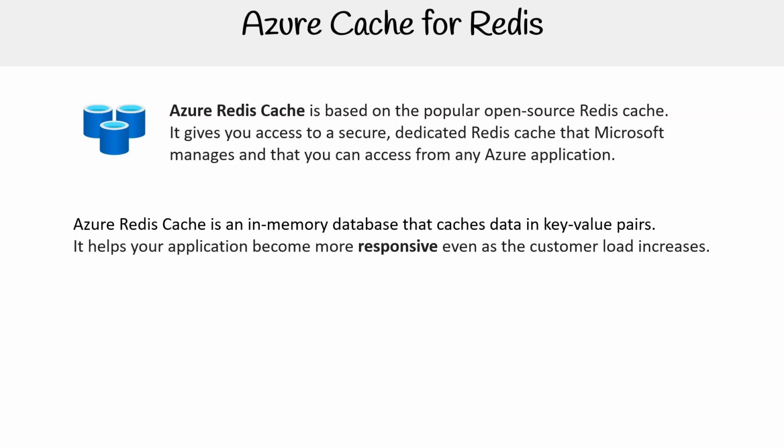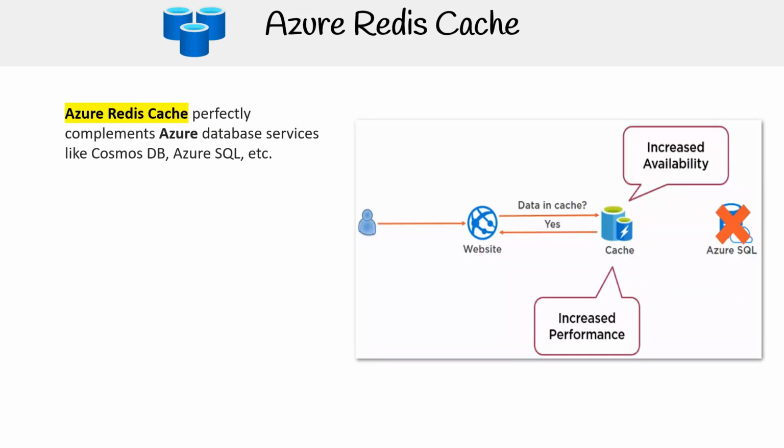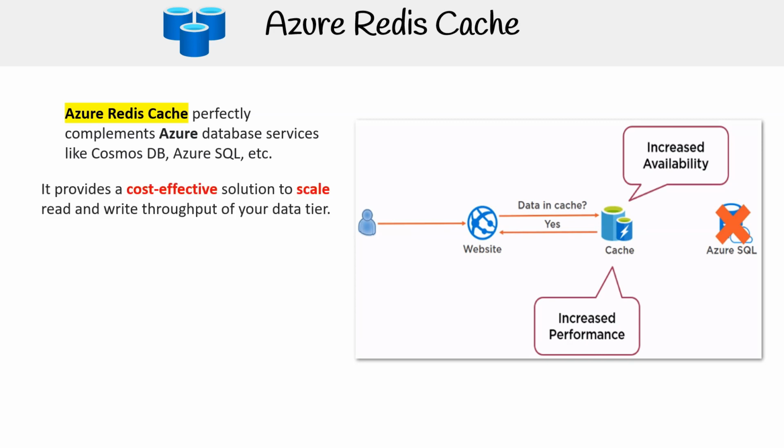It helps your application become more responsive even as the customer load increases. It takes advantage of the Redis engine's low latency, high throughput capabilities. This distributed cache layer allows your data tier to scale independently, allowing for more efficient use of your application layer's compute resources. Azure Redis Cache perfectly complements Azure database services such as Cosmos DB and Azure SQL. It provides a cost-effective solution to scale read and write throughput of your data tier.